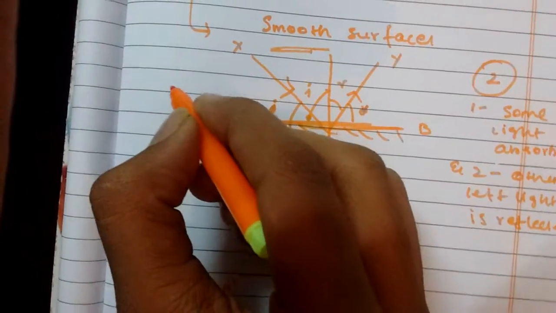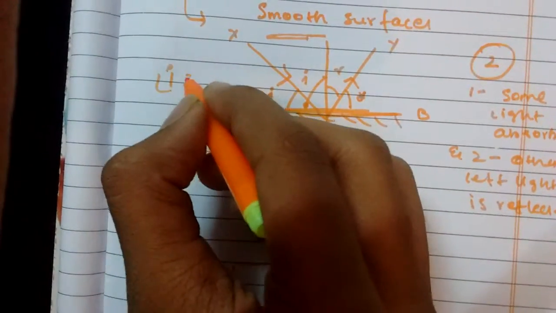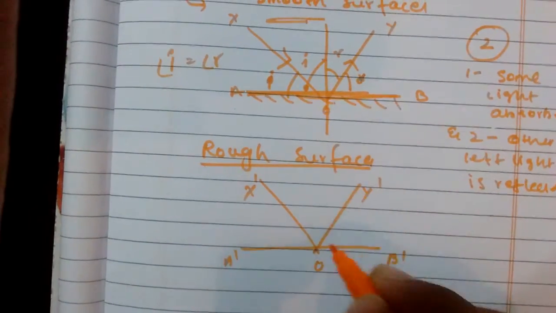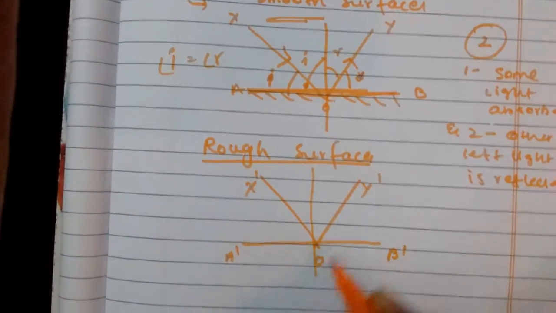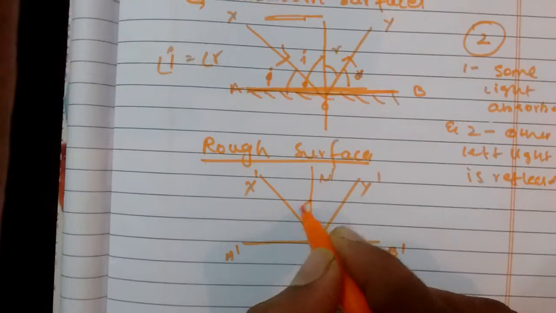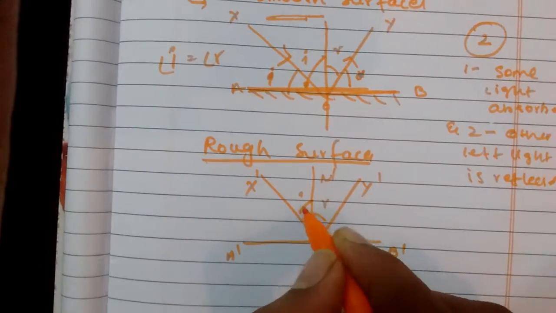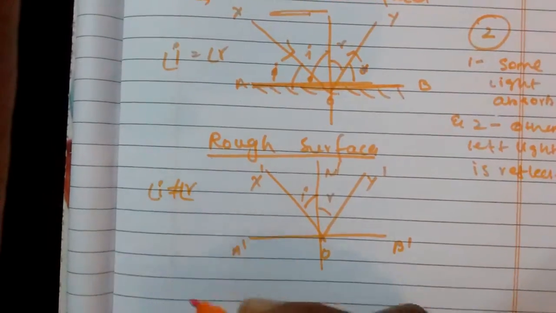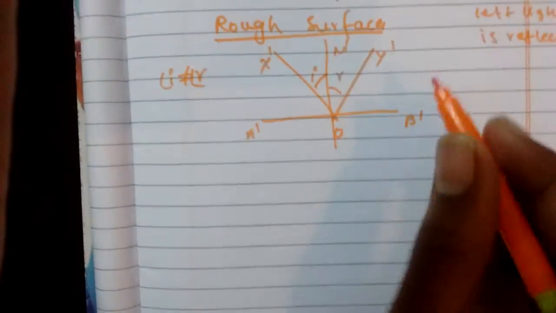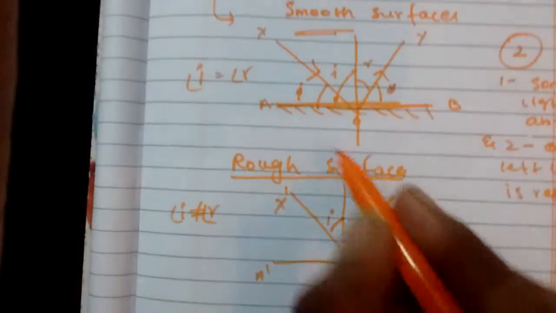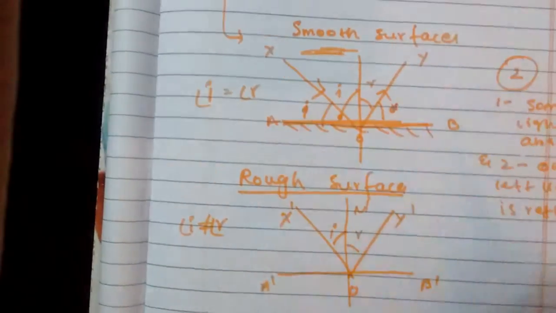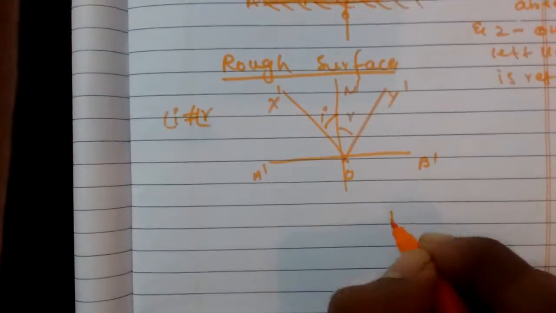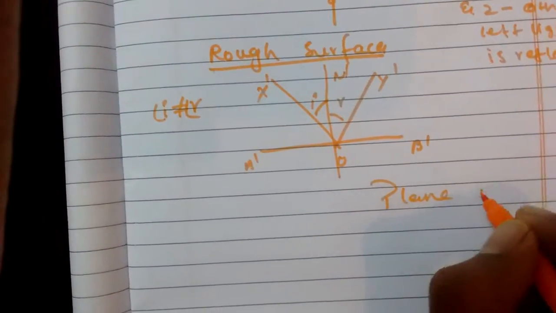Here in the case of smooth surfaces, angle I equals angle R, but in the case of rough surfaces, having a normal N', this is I and this is R. I is not equal to angle R. In ray optics, we consider only smooth surfaces. Let's go to the other application of ray optics, that is the plane mirror.